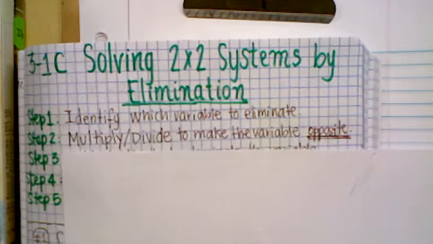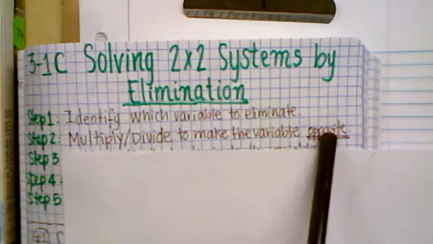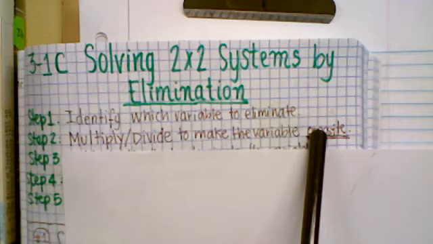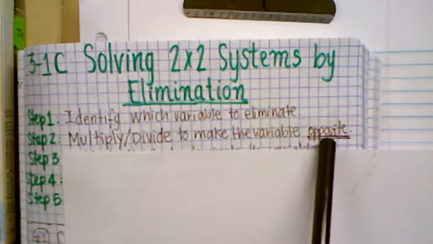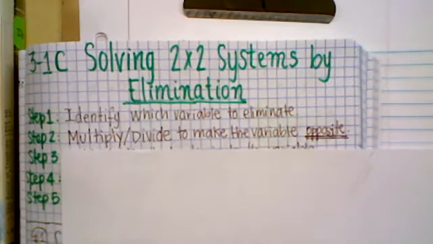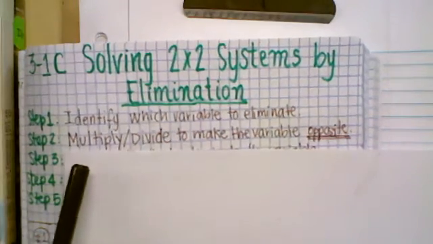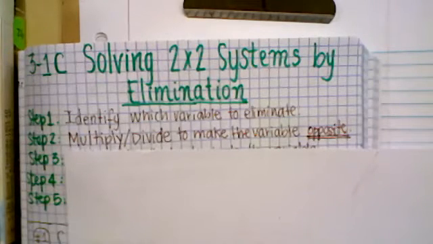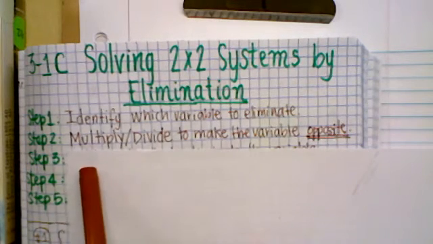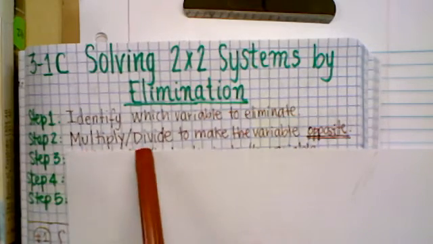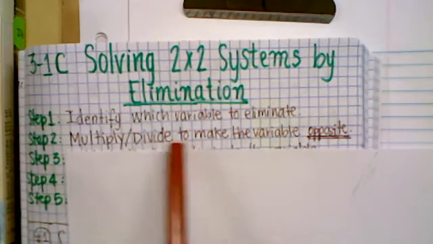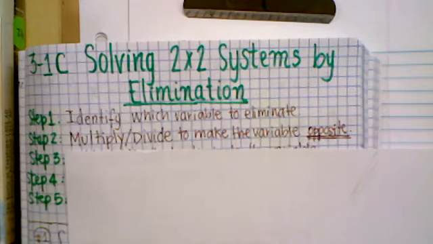So step 2. In order to eliminate a variable, there needs to be opposites. One particular trait of opposites is that the sum adds up to 0. A number and its opposite add up to 0. So if the terms are not already opposite of each other, you have to make it so. How? You can either multiply or divide, depending on the equation that you have, in order for the variable that you desire to eliminate to be opposite.